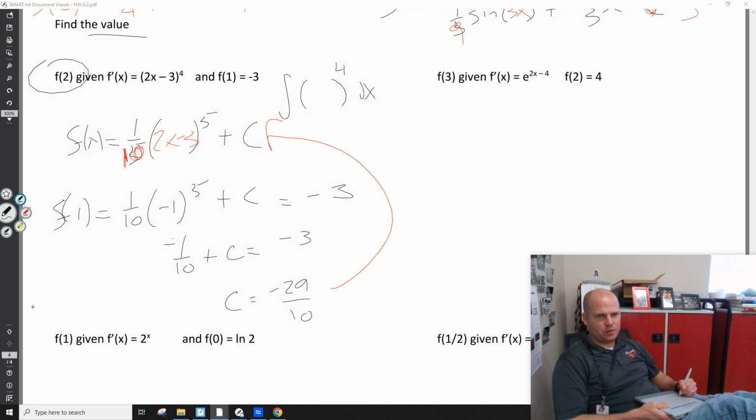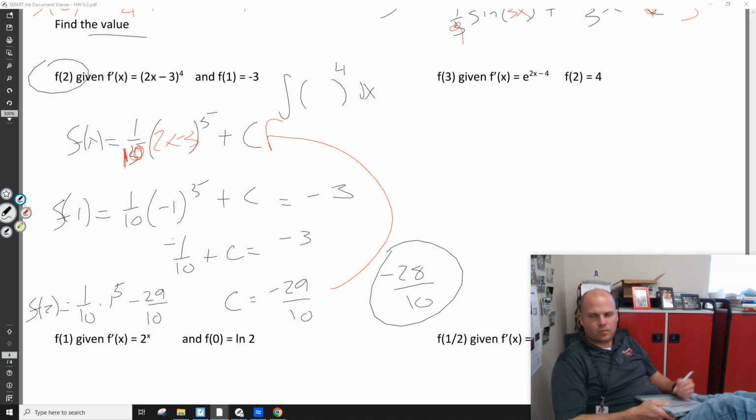Find f of 2. F of 2 equals 1/10 times 1 to the 5th minus 29/10, which is negative 28/10. Negative 2.8, negative 14/5.